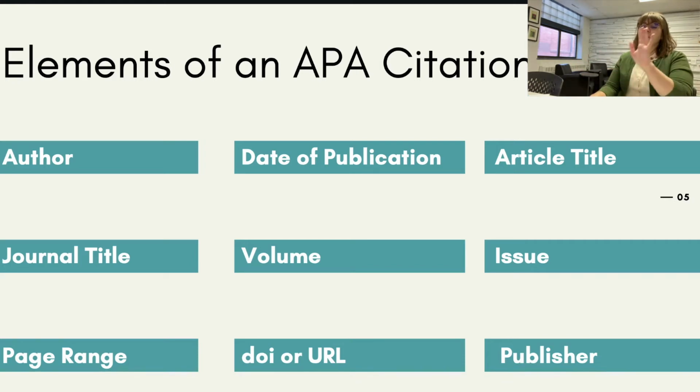And then lastly, I want to talk briefly about page range. So when it says page range, you want to include the page range of the entire article or the entire chapter you're citing. You don't want to just include the page range for the one page that you quoted from. And so that's something that you want to keep in mind when creating the citations that include page ranges. So let's get into a couple of the actual citations.